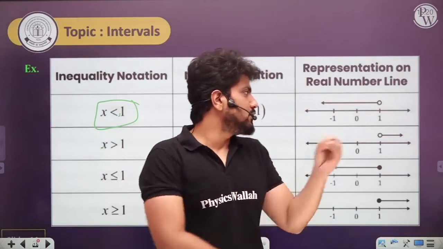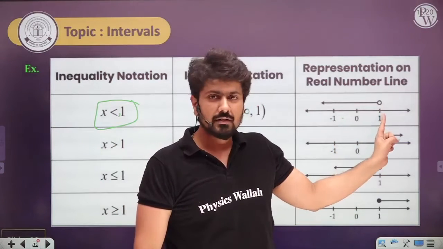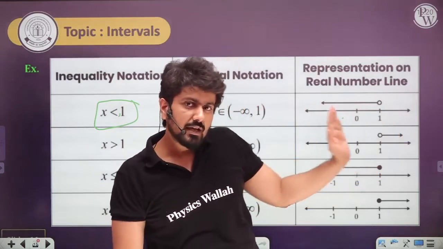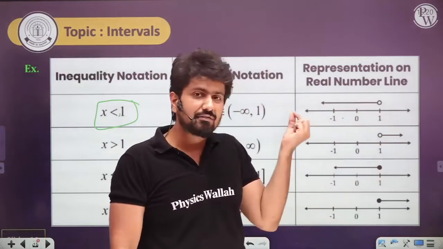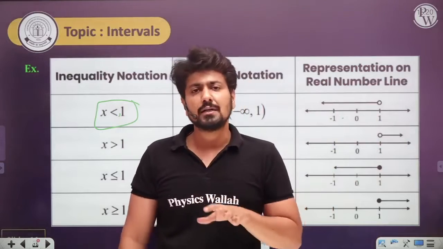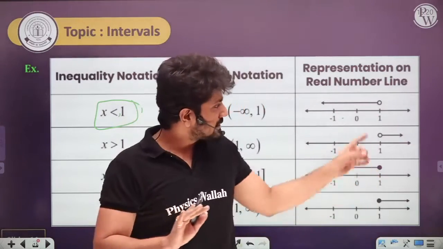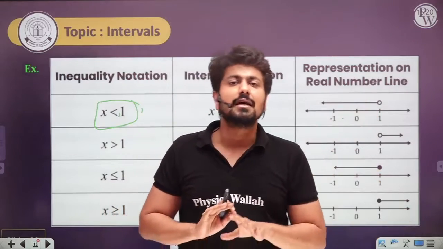right? On the number line, you can see it in this way. On the number line, there is a 1 over here, and to the left of 1, x is a variable to the left of 1, but it is not equal to 1. That part I hope you understand, that x is not equal to 1. It is less than 1. So this is how we represent it on the number line.